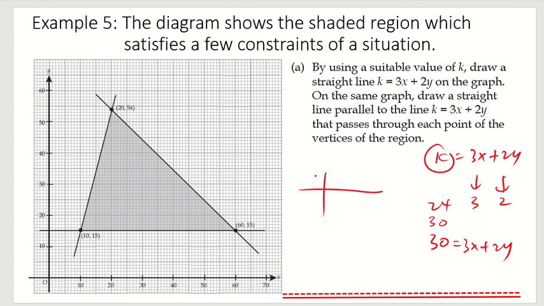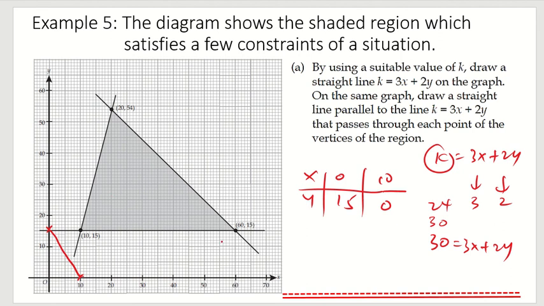Then you find the values of x and y. When y is 0, what is the value of x? Let x equal to 0, then y is 15. Okay, 0, 15, the first one. Then the second point: y equal to 0, then x is 10. Okay, 10, 0. So you will have your straight line here. Then you go up, then you move lah. Move like the method I showed you just now.